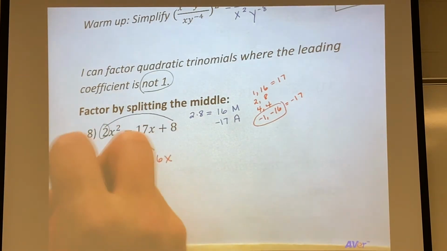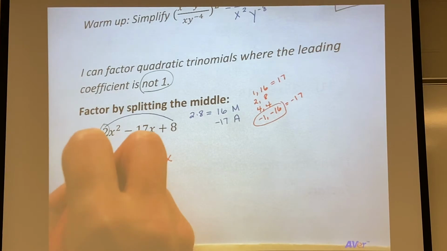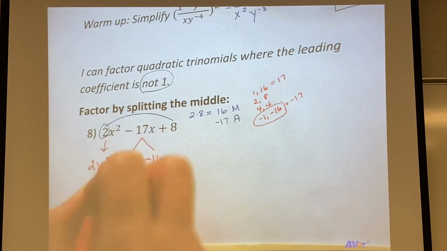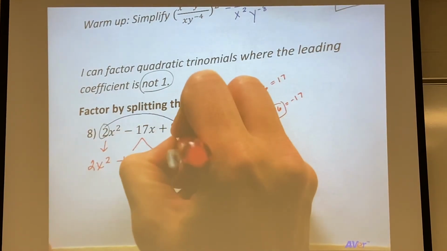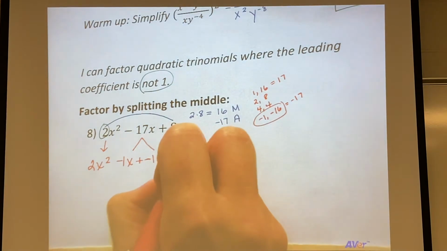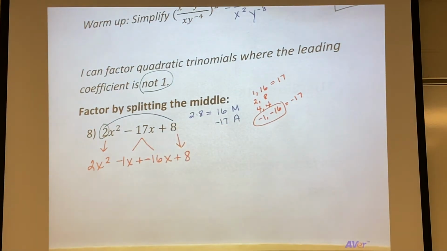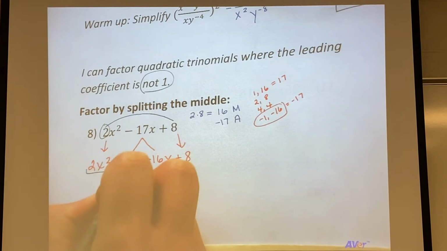The leading coefficient stays the same, or leading term, so we just drop it down. 2x squared just comes straight down. 8 stays the same, so it comes straight down. And you'll notice we went from a trinomial, or 3 terms, to a 4-term polynomial. You might remember from our other factoring lesson that when you have 4 terms, what factoring method do we use? Grouping.